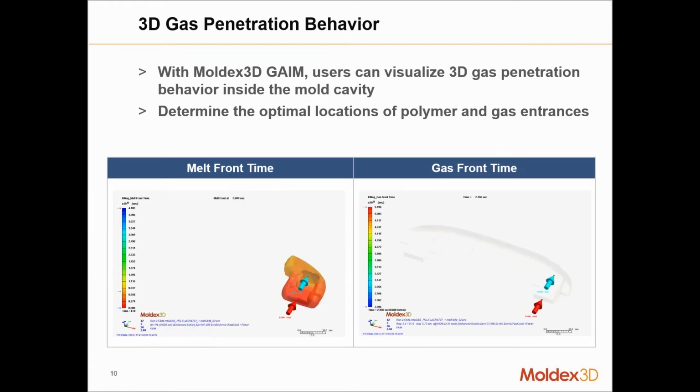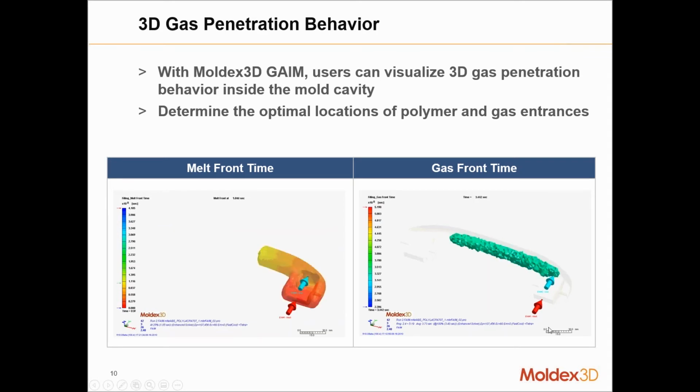All right, so two of the results here that we typically look at just for the gas penetration behavior. First of all, the melt front time. You can see that the melt front kind of hesitates once we inject all of our material. And then past that, we're basically just relying on the air to push out our melt front to the end of fill, or past the end of fill into the overflow region if we have it.